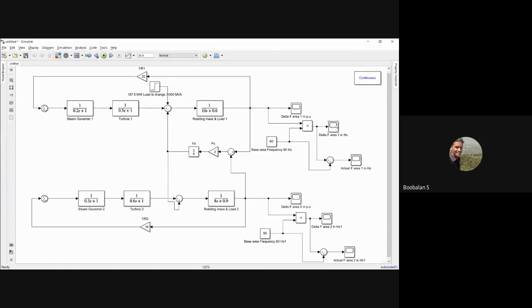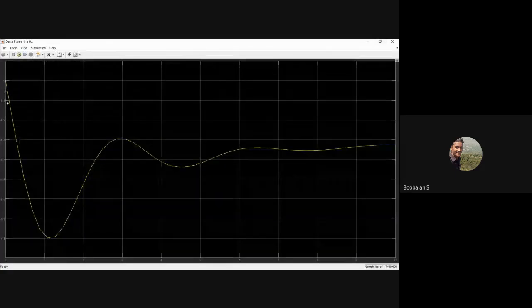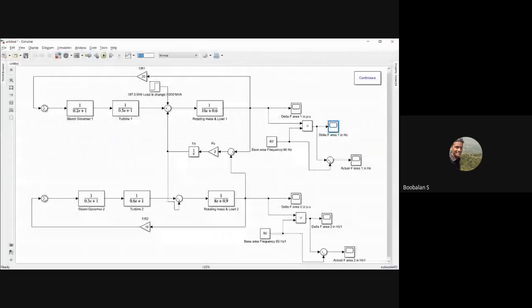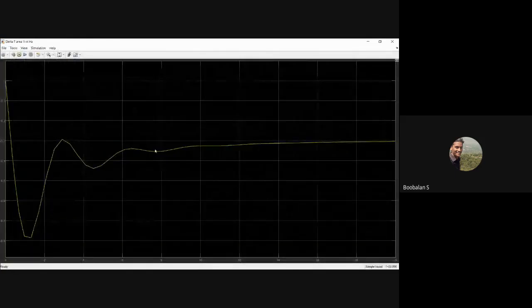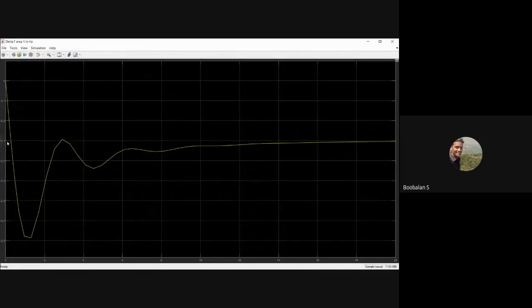Anyway, we're going to see it graphically. So the change in frequency, I double click on it. Area number 1, it has dropped. Frequency is getting dropped, right? We'll run about 20 seconds of simulation time. Just double click on it. The change in frequency is coming back to about minus 0.3, which denotes that from 60 hertz there is a drop.